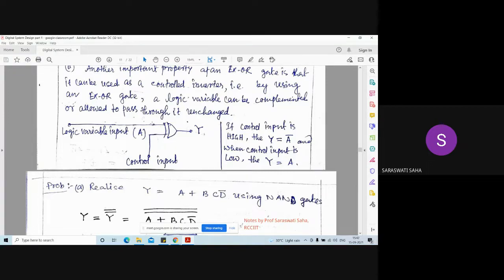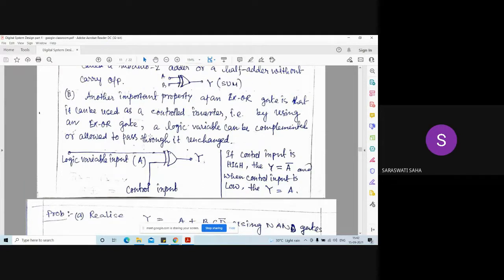If we put zero here, then we get a 0-1 combination. What will be the output? One. If we put 1 here, what will be the output? Both are one, so zero. So Y is actually equal to A complement. So in this way, a two input XOR gate can be used as a buffer and as an inverter. Clear? Yes, ma'am. So several applications are there.